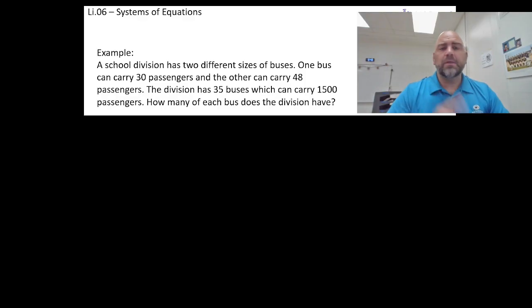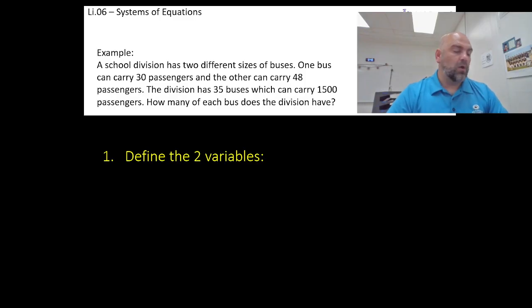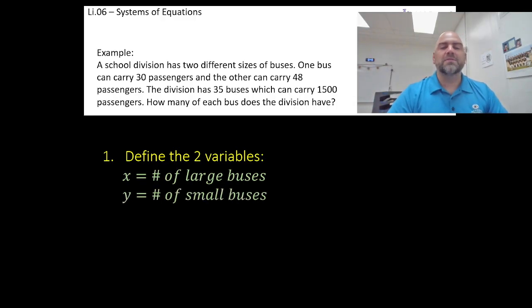So the first thing that we need to do, and this is usually the first thing we need to do, is figure out what are the variables that are at play here. What are the things we don't know? What are the things that the relationship is based upon? Well, we don't know, number one, how many large buses there are. It's somewhere between 0 and 35. Well, probably 1 and 34, but we don't know exactly how many. We also, and this is related to it, don't know the number of small buses.